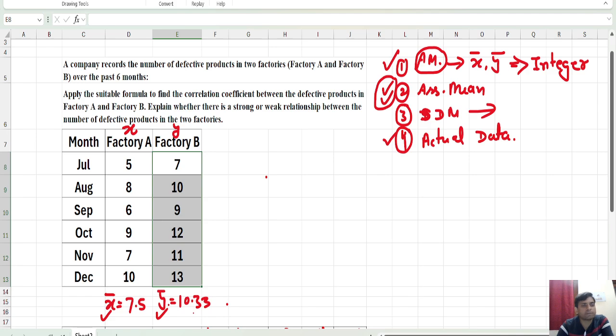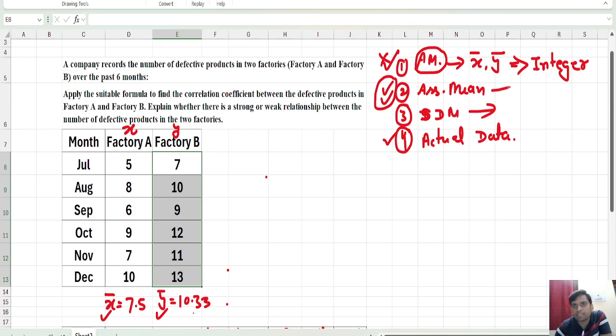So in this case, x bar and y bar are not in integer form, these are in decimal form. So we will not apply the first one. We can apply the first one and you will get the answer, but there may be chances of mistake, or it is so time consuming.